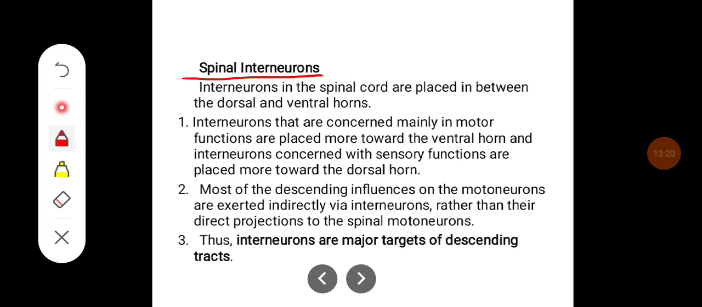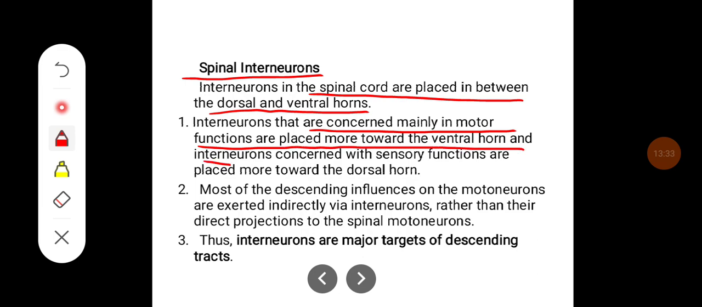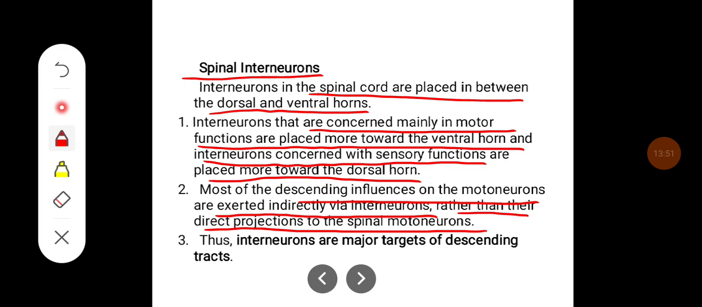The spinal interneurons. Interneurons in the spinal cord are placed between the dorsal and ventral horns. The interneurons that are concerned mainly with motor functions are placed more towards the ventral horn, and the interneurons concerned with sensory functions are placed more towards the dorsal horn. Most of the descending influences on the motor neurons are extended indirectly via interneurons rather than by direct projection to the spinal motor neurons. Thus, interneurons are major targets of descending tracts.